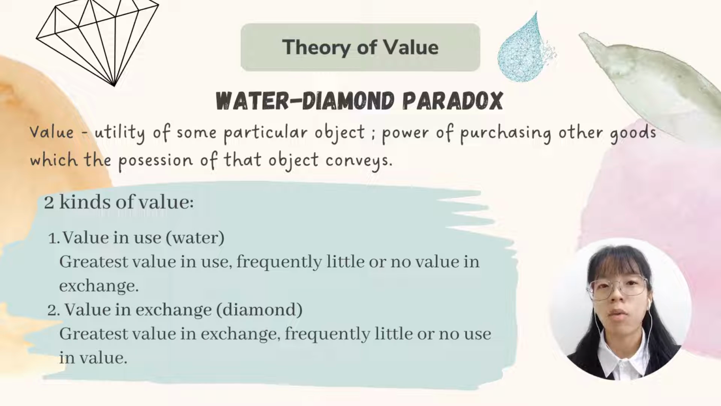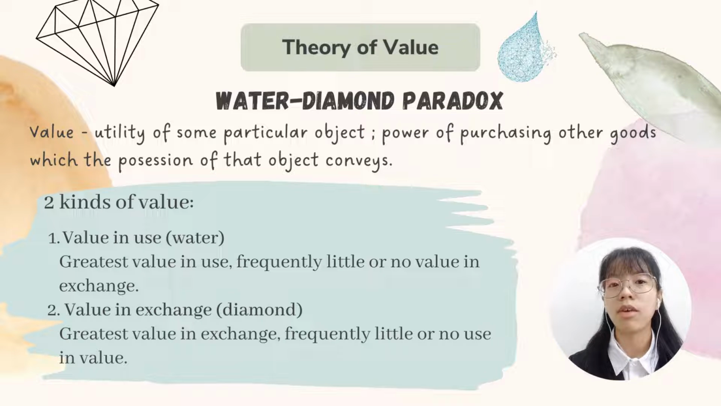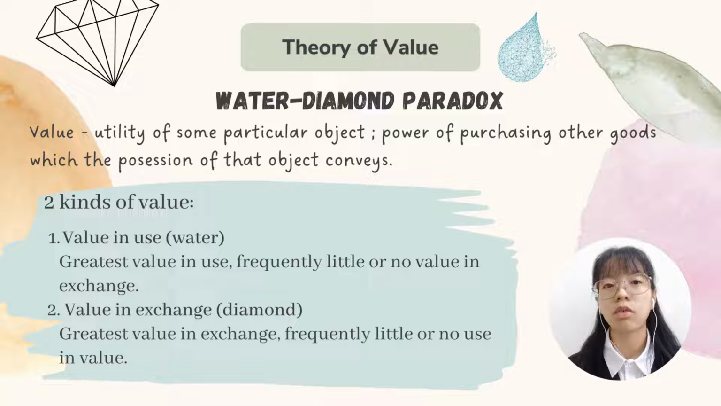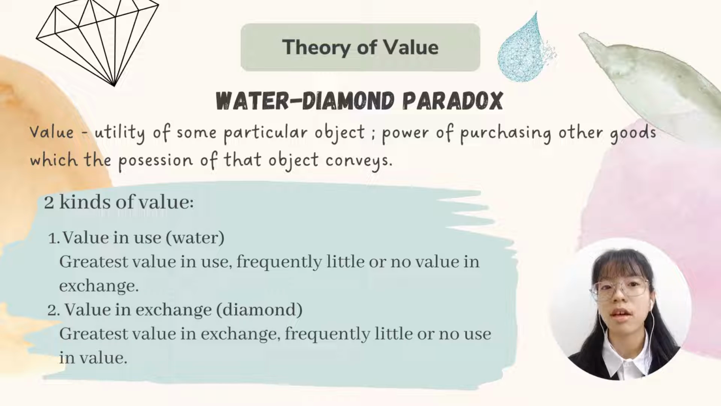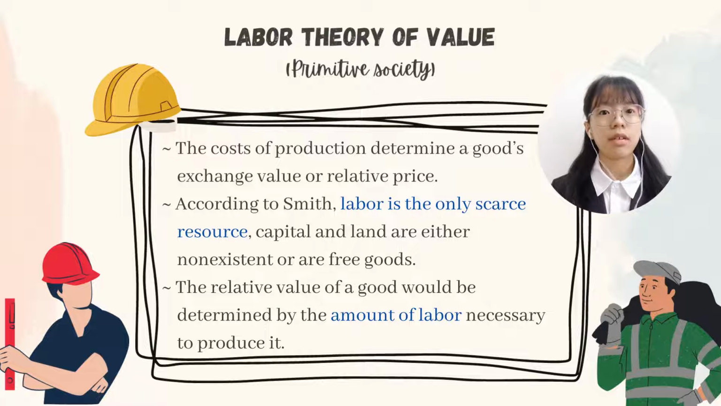In contrast, value in exchange implies that an item with the greatest value in exchange has frequently little or no use value, which is represented by diamond. Although the price of diamond is very expensive, besides being used as jewelry and in collections, it is not useful at all. Move on to the next theory, the labor theory of value in primitive society.